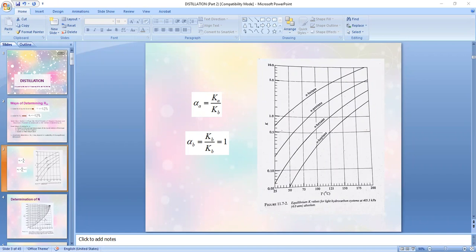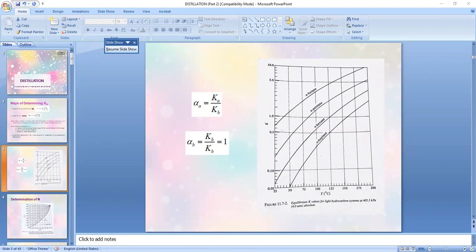Let's say, for example, you have a butane-pentane system. If it's a butane-pentane system and you chose butane as A and pentane is B, automatically your alpha B will be 1. Your alpha A will be the K of butane for the specified temperature, and the B will be that of pentane. So you just read here the corresponding value of K sub B, and in case of butane, that would be K sub A in here.